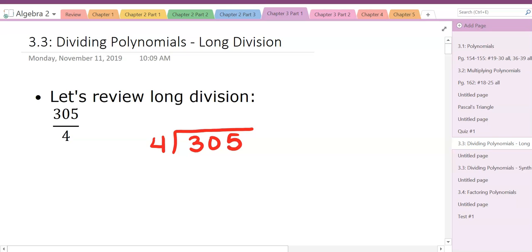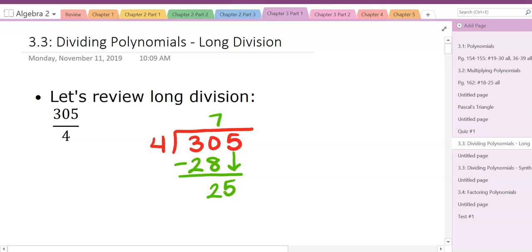So your thought process with long division is 4 trying to go into the numbers 3, 0, and 5. Since 4 can't go into 3, we then have to go into 30. So you look at the first two numbers. 4 can go into 30 7 times, because 4 times 7 is 28. So you would put 7 up above, right above the 0, and then you multiply. 7 times 4 is 28, and you put that underneath the 30, and then you subtract. So 30 minus 28 is 2, and then we bring down the 5.